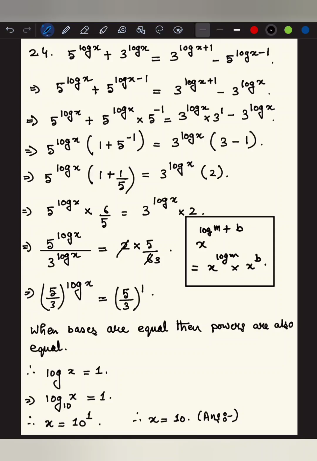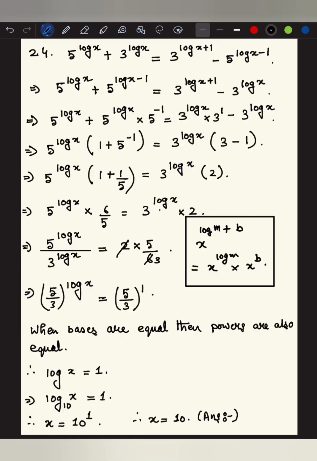Yeah, so what we have here is that we have taken 5 to the power log x common from these two terms, so we are left with 1 plus 5 to the power minus 1, which is equal to 3 to the power log x, which I have taken as common. So here it will be 3 minus 1, which implies 5 to the power log x into 1 plus 5 to the power minus 1, meaning 1 by 5, equals 3 to the power log x into 3 minus 1, meaning 2. So this comes out to be 5 to the power log x into 6 by 5 equals 3 to the power log x into 2.